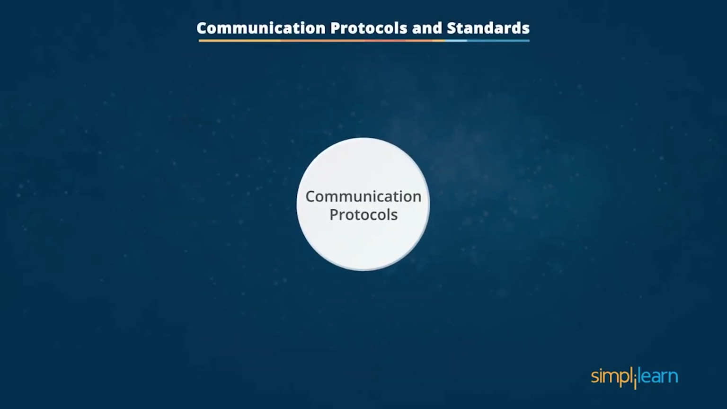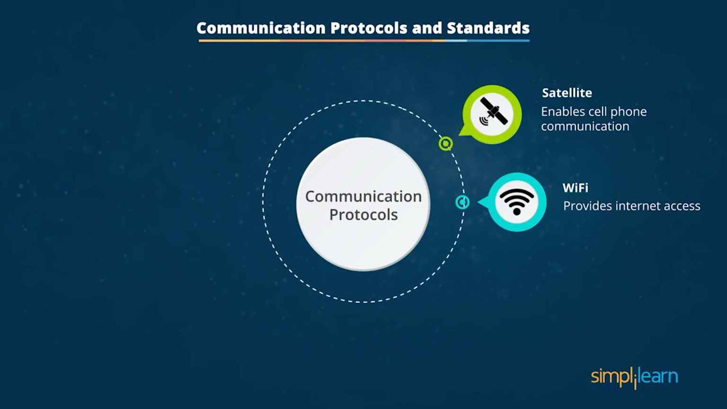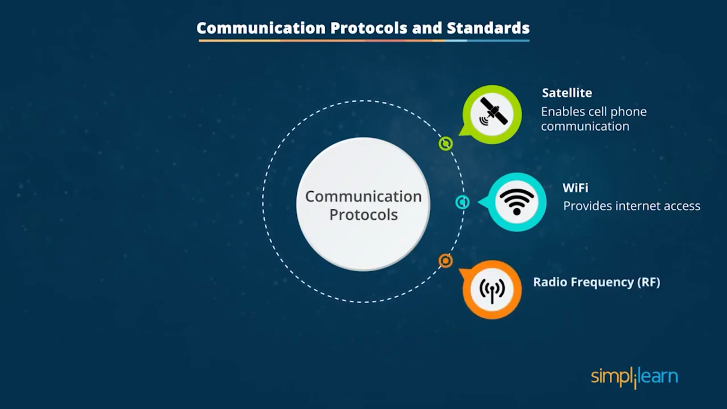Communication protocols and standards. Let us try to understand the various communication protocols available to set up an IoT. The first is the satellite. This enables cell phone communication through an antenna situated within 10 to 15 miles. They have a stable and universal connection. The second protocol is Wi-Fi, and is based on 5 GHz frequencies. It provides internet access within a certain range and is an affordable option. It has well-protected protocols.